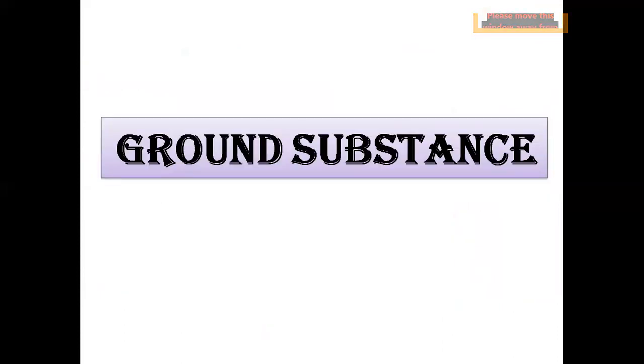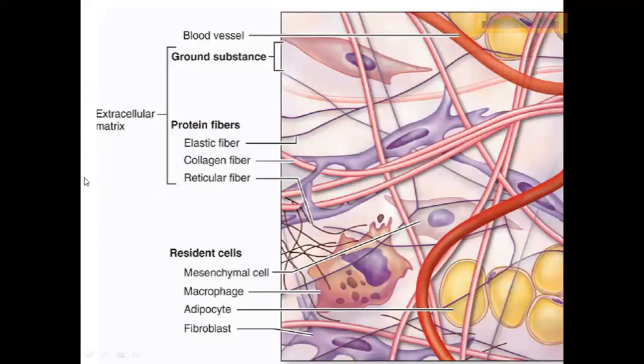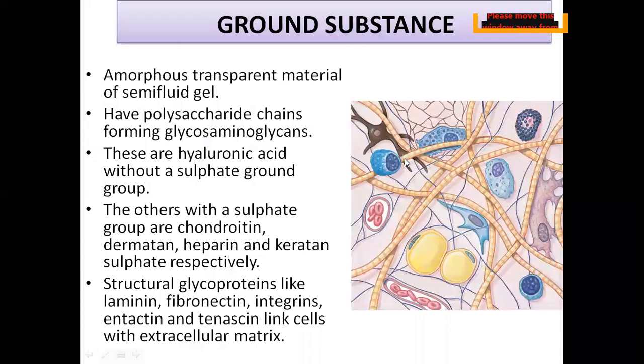Now let us come to the ground substance. As you can see here, this whitish ground substance is holding everything. It is holding cells, collagen fibers, elastin fibers, and reticular fibers if they are present. Whatever types of cells we have studied, they are all suspended in ground substance. This background white area is an amorphous, transparent, semi-fluid gel material.